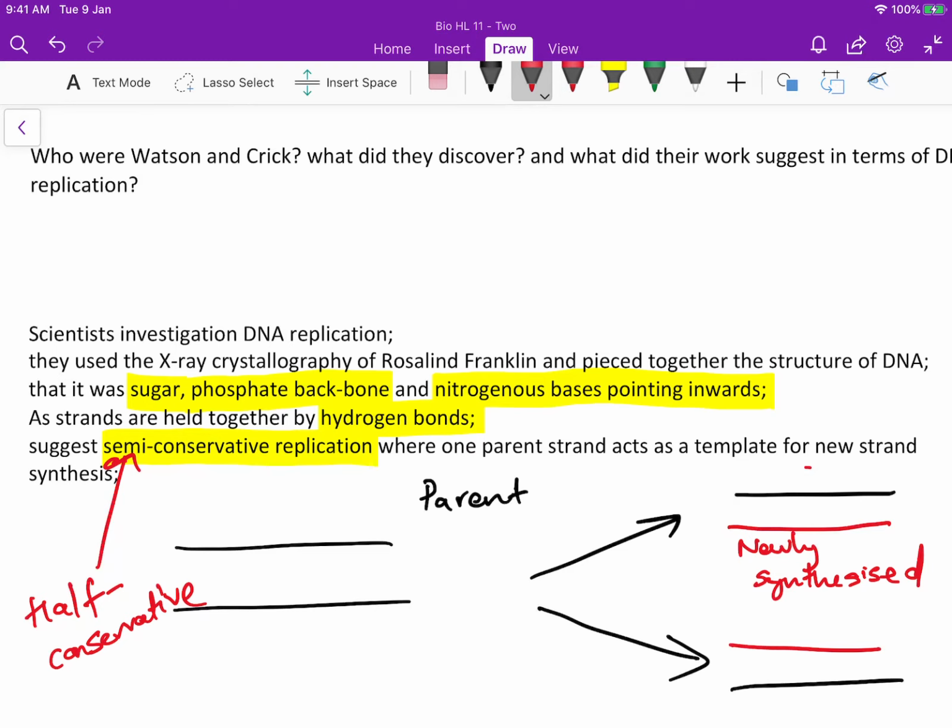And so their model, because they could see that it was hydrogen bonds down the middle holding the two strands together, which are quite weak, but it was covalent bonds along the strands. That means that then it would be easy to pull these two strands apart and to use one as a template.